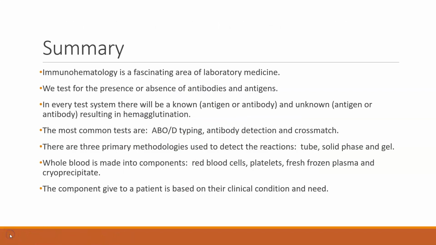In summary, immunohematology is a fascinating area of laboratory medicine and my favorite. We test for the presence or absence of antibodies and antigens in a patient sample. In every test system, there will be a known antigen or antibody and an unknown antigen or antibody. And a positive result is hemagglutination, agglutination of red cells. The most common tests that are performed are ABO-D typing, antibody detection, and cross-match. There are 3 primary methodologies used to detect these reactions: the tube system, solid phase, and gel.